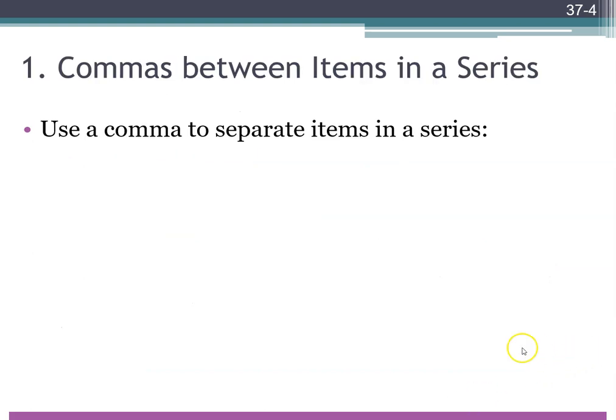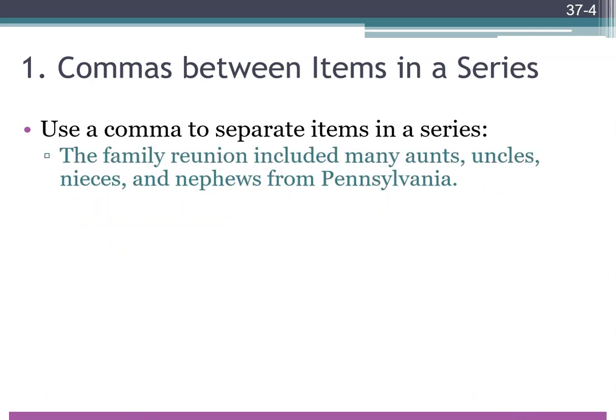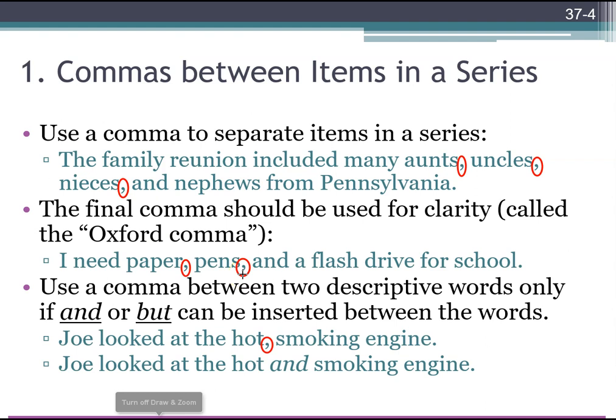First of all, we use commas between items in a series or for lists. The family reunion included many aunts, uncles, nieces, and nephews from Pennsylvania. Notice the use of a comma after each one of the items in the series, as well as a final comma before the "and." This final comma before the "and" is also referred to as the Oxford comma, and I recommend using it for clarity.